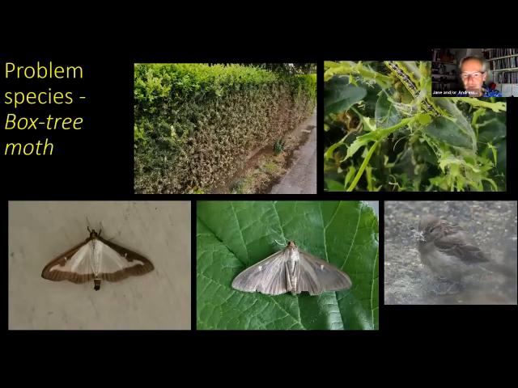Box tree moth I already mentioned. I'm sure very familiar. It comes in two forms, the common one, white with brown edges, and a less common form, which is all over brown, more or less, both quite translucent. The good thing is, unlike a lot of these introduced moths, our British native birds will eat them, and there's a house sparrow with a box tree moth in its beak.